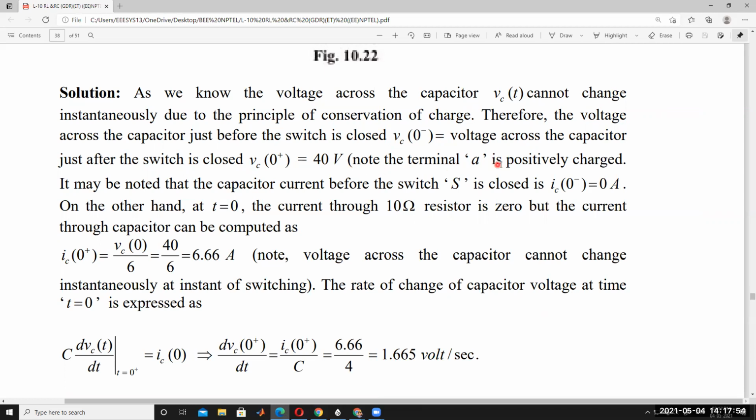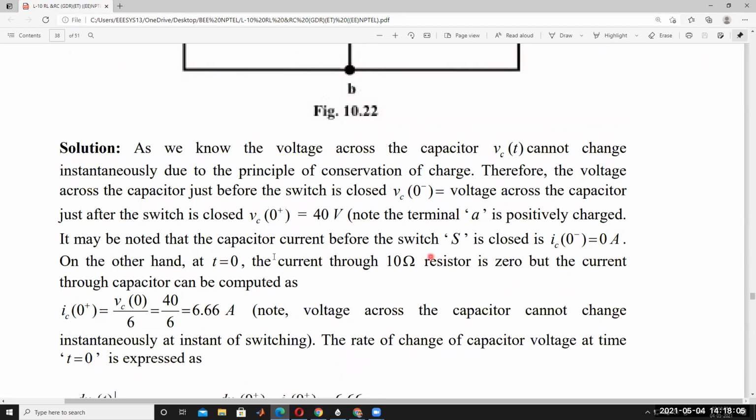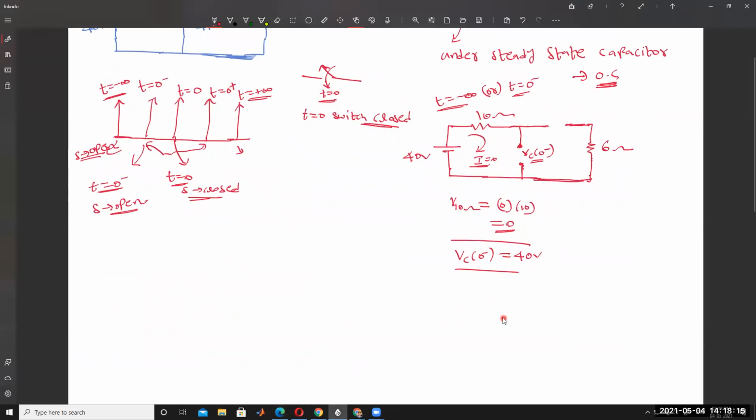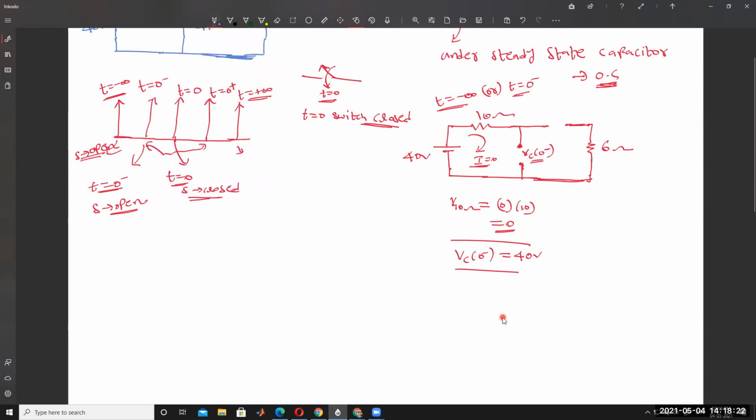Note that A is positively charged. Here A is positively charged, so this capacitor is charging like this. It may be noted that capacitor current before the switch S is closed, IC of 0 minus, is equal to 0. During switching actions, as I already explained, in an inductor IL of 0 minus is equal to IL of 0 plus. Same here also, VC of 0 minus is equal to VC of 0 plus.